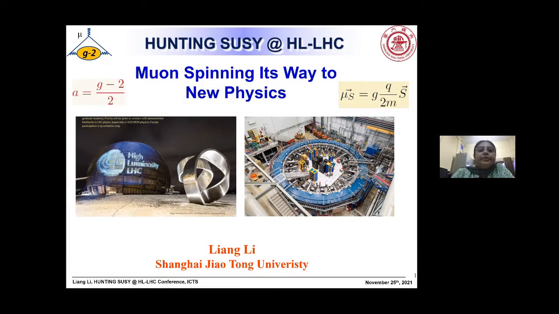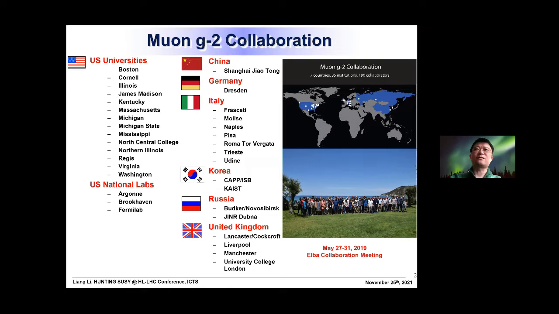So yes, I'm very glad to be invited to give this talk on muon g-2. This one will be mostly on experimental setup and results. So let me go straight to our collaboration. This is an international collaborative work, and we have 7 countries and 35 institutions, and over 100 collaborators. And this is my institution.